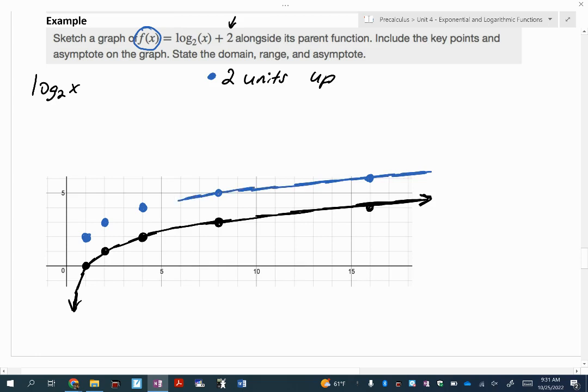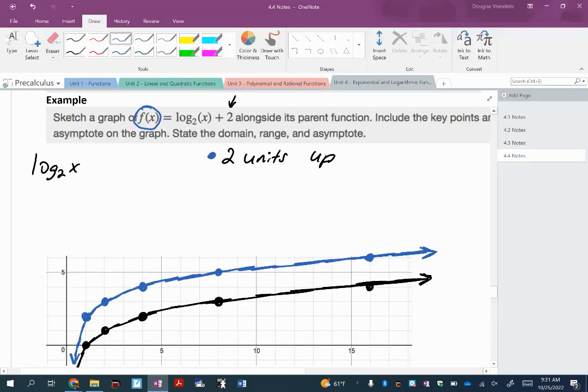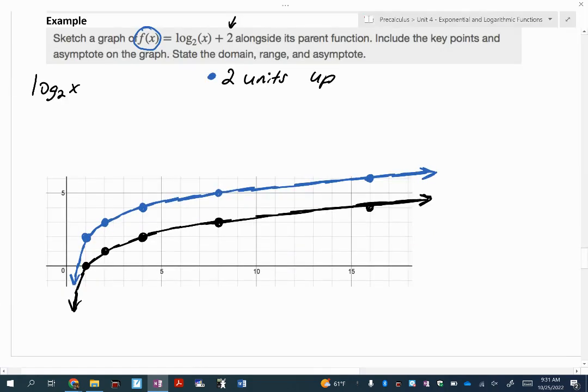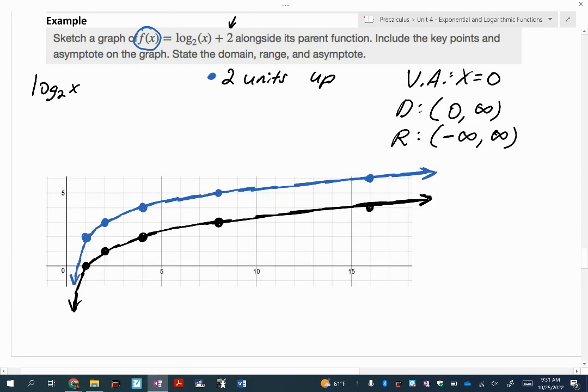Now because that's changing the y values, it's actually going to have no bearing on the x values in terms of the domain. So my vertical asymptote is the same, still x equals 0. My domain is the same, 0 to infinity, and even my range is the same, negative infinity to infinity.